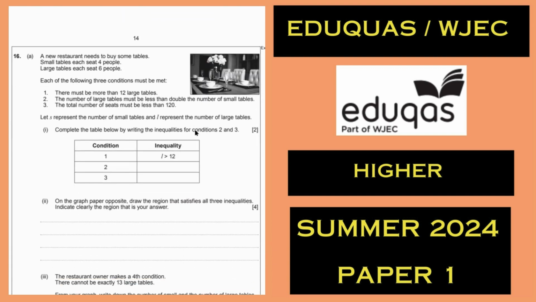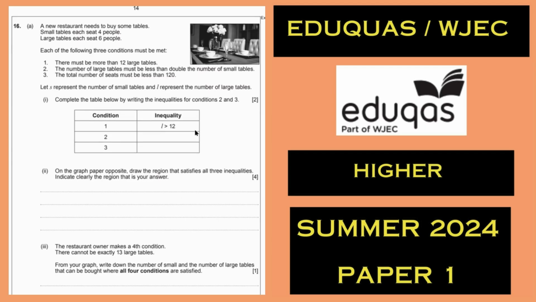Onwards. Number 16, lovely clip art and loads of nonsense going off here, so feel free to take half an hour of your life to read this essay of a question. The key bit is there. The number of large tables must be less. So large must be less than double the small.